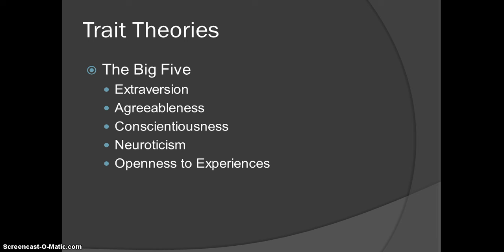And those factors are extroversion, agreeableness, conscientiousness, neuroticism, and openness to experiences. And as part of the discussion, you will complete the TIPI, which is the ten-item personality inventory. And it's pretty much tapping into this Big Five model.